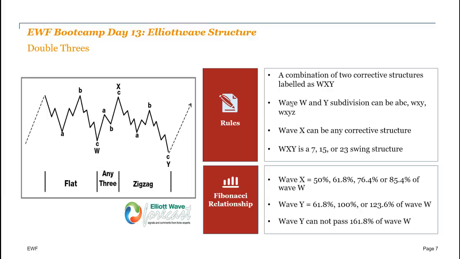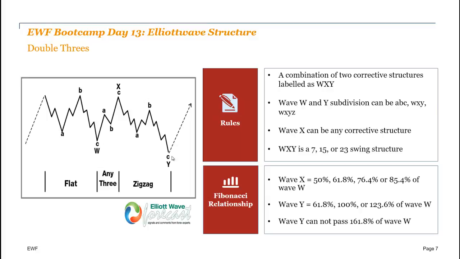Okay, so right here with W and the Y subdivision here can be anything. This can be any corrective structure, can be an ABC like this, can be a flat, can be a zigzag, or it can be a WXY itself. So it can be another WXY in the lesser degree, or it can be a WXYZ, which is a 3, 3, 3. We're going to take a look at WXY again.